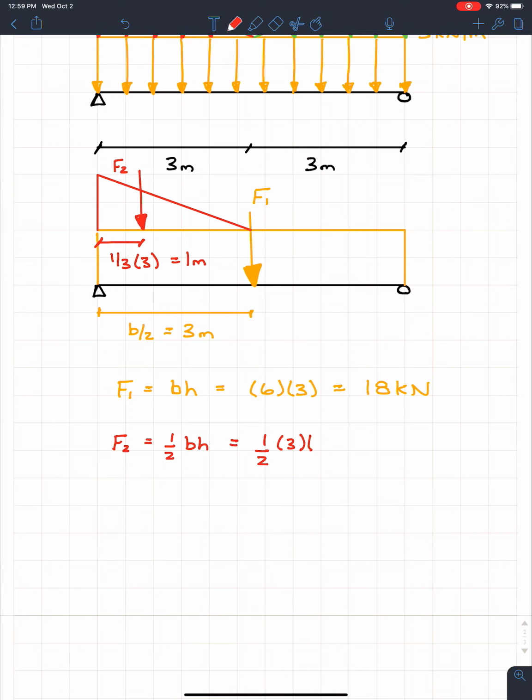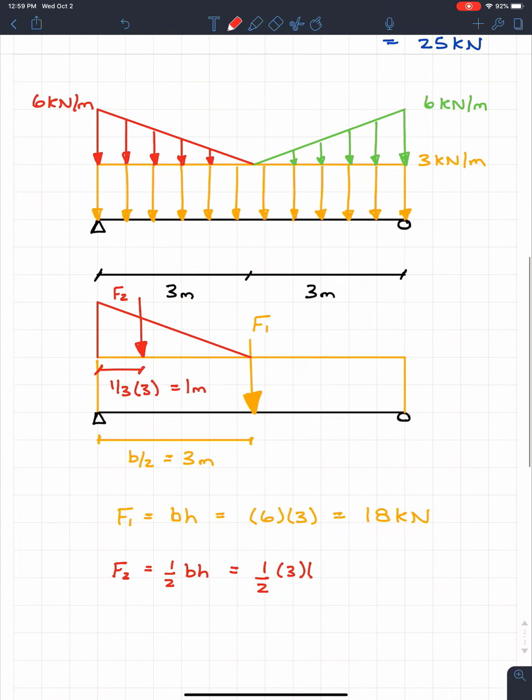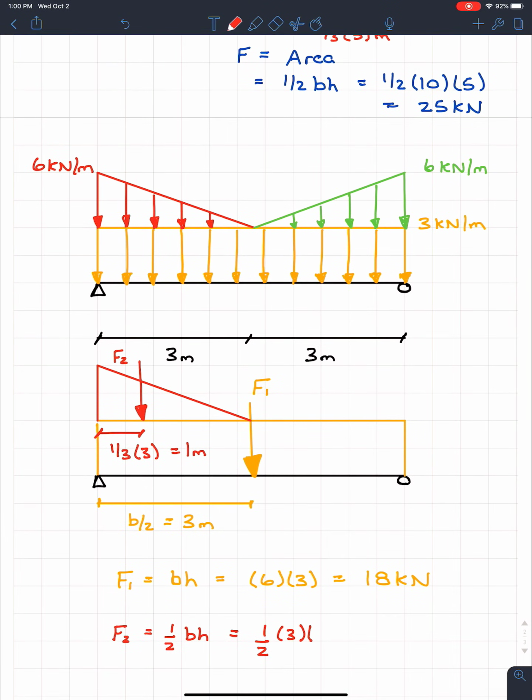And now this is what's going to trick a lot of students, which is going to cause a lot of problems if you guys aren't paying attention correctly. Is they're going to look up here, and then they're going to say, okay, well, we got 6 kilonewton meters. Well, it's 6. The height is 6. And that would be incorrect.